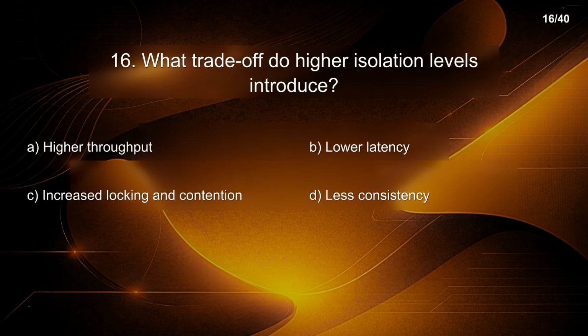16th question. What trade-off do higher isolation levels introduce? A. Higher throughput. B. Lower latency. C. Increased locking and contention. D. Less consistency. Correct answer is C. Increased locking and contention.